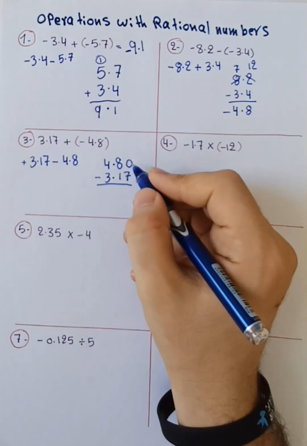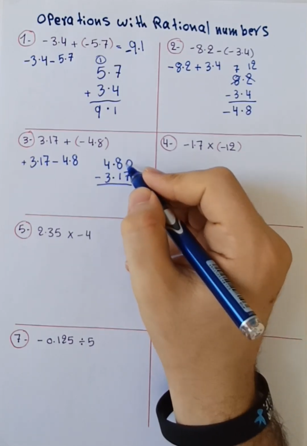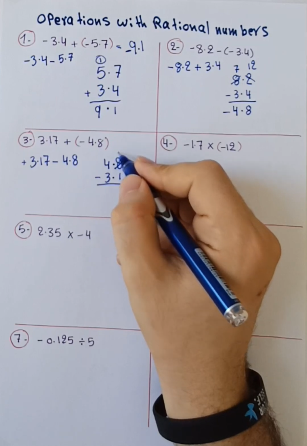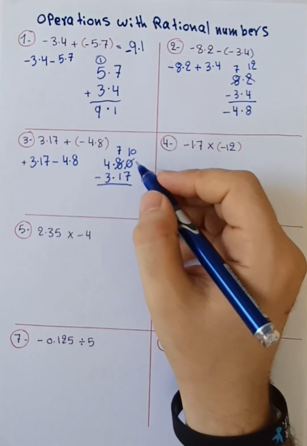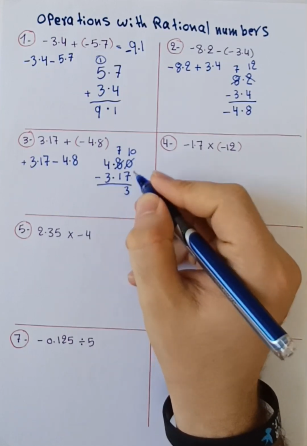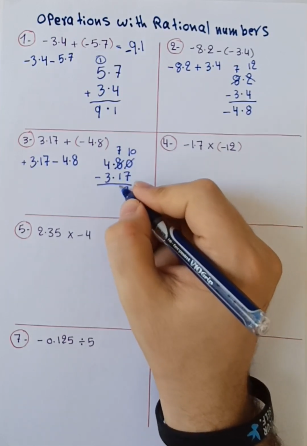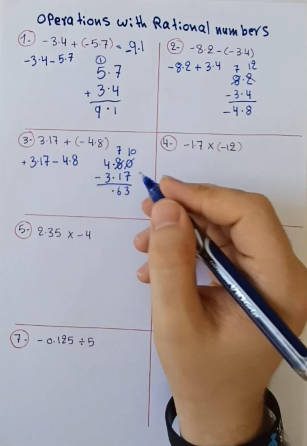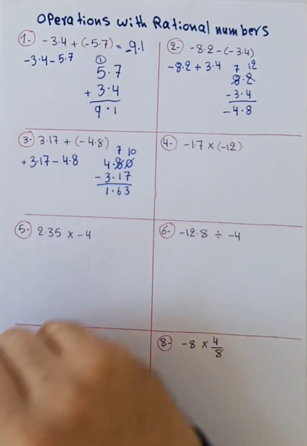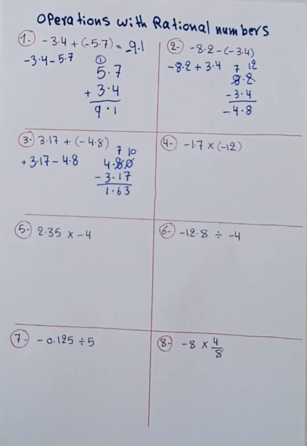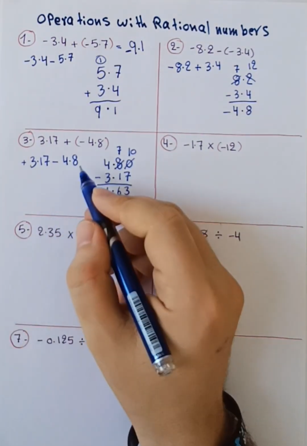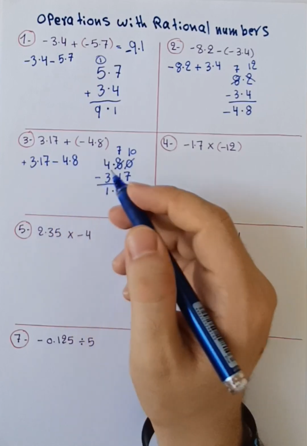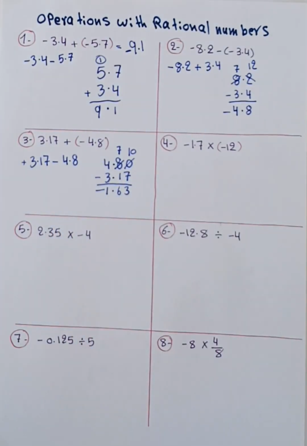Now we can subtract. 0 minus 7, you can't. We have to break apart 8. 8 becomes 7 and 0 becomes 10. 10 minus 7 is 3 and 7 minus 1 is 6, and we have to write the decimal point. 4 minus 3 is 1. After that you have to write the sign of the large number. The large number is 4.8, and it is negative, so the answer is negative 1.63.